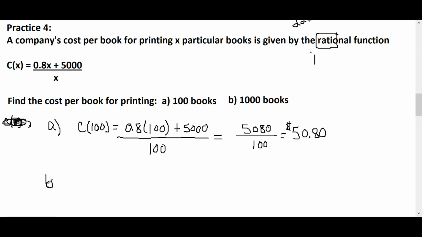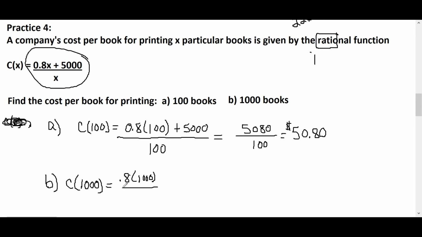B, what's the cost of 1,000 books? So I could do this as C of 1,000 equals, and I'll substitute the 1,000 for the x given my function up here. That's going to be 0.8 times 1,000 plus 5,000 divided by 1,000.